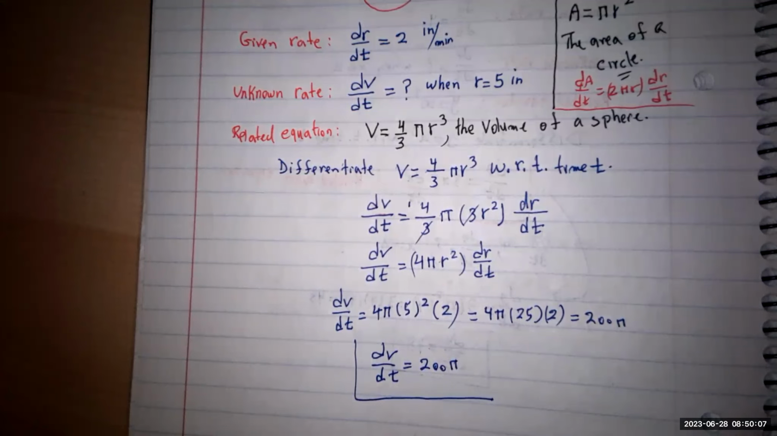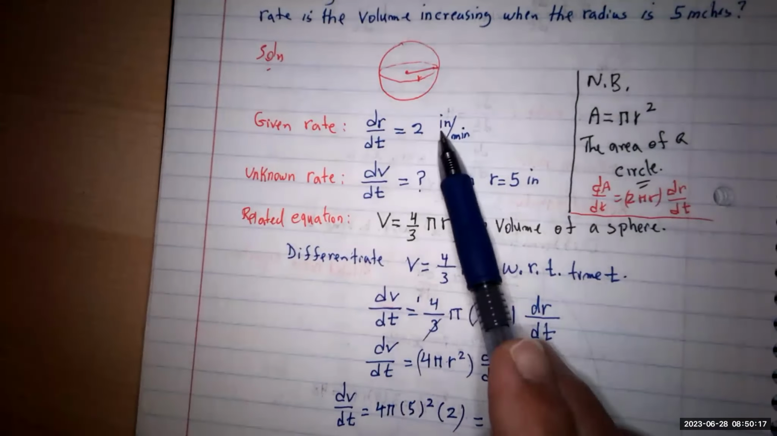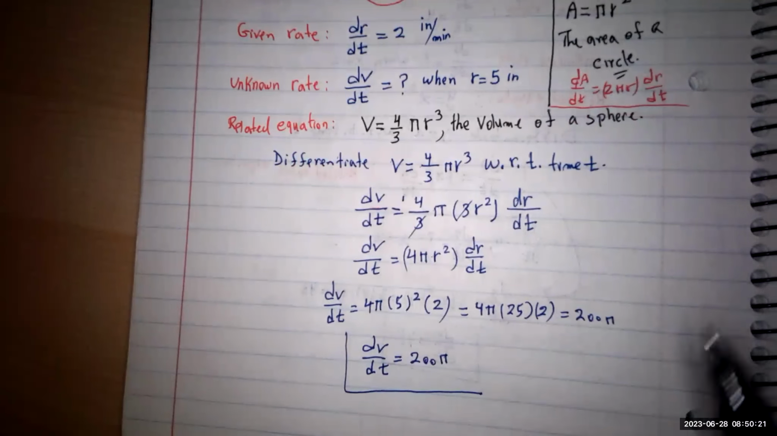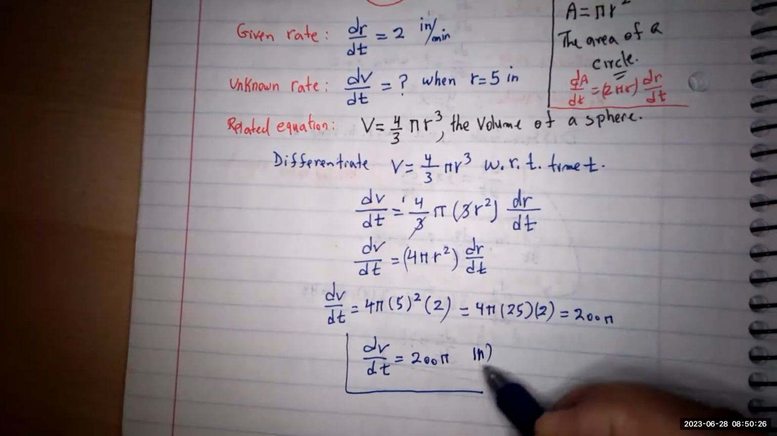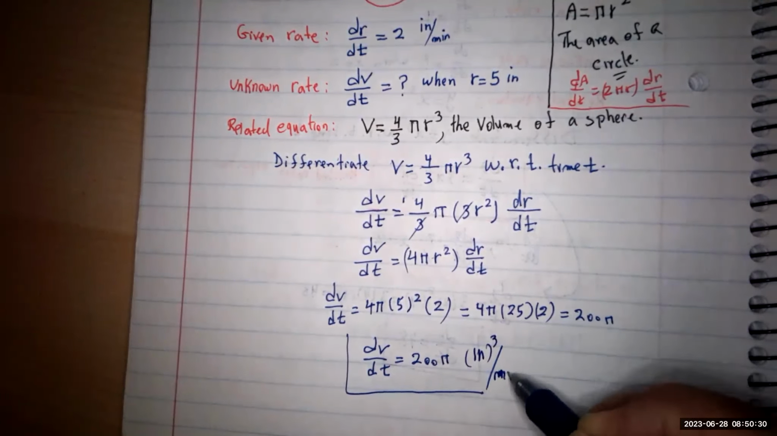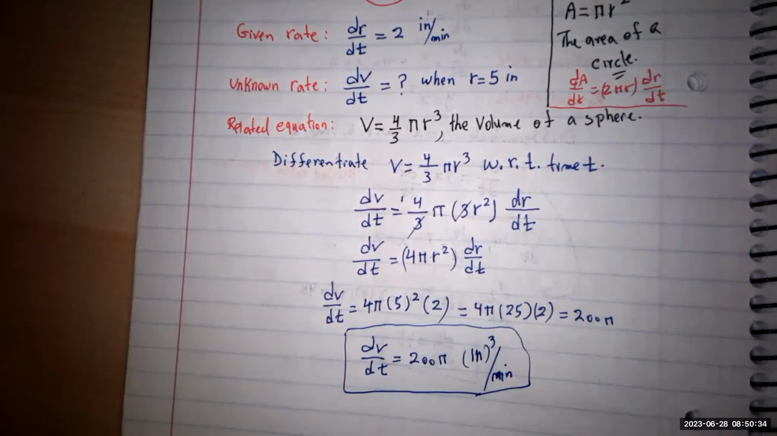dV/dt, you go back to see. Inches cubed per minute. Excellent. That's it. Yes, because the r was in inches, the radius, the length, and the time is in minutes. You have to give us the rate, so it's going to be inches cubed per minute. Again, if you don't give us the units, you are not going to get full credit, because that's the kind of velocity. So we have to have it.